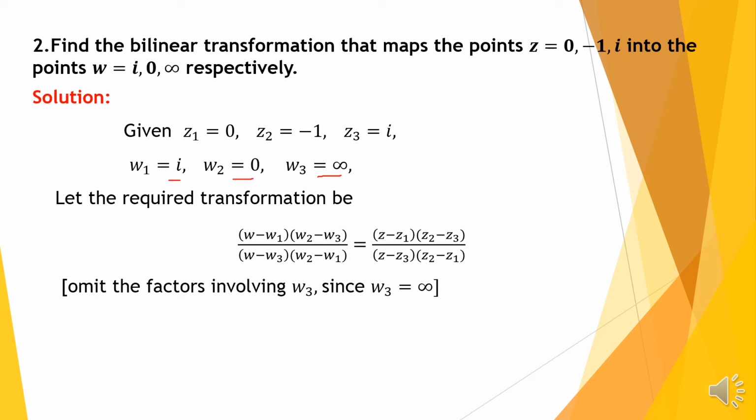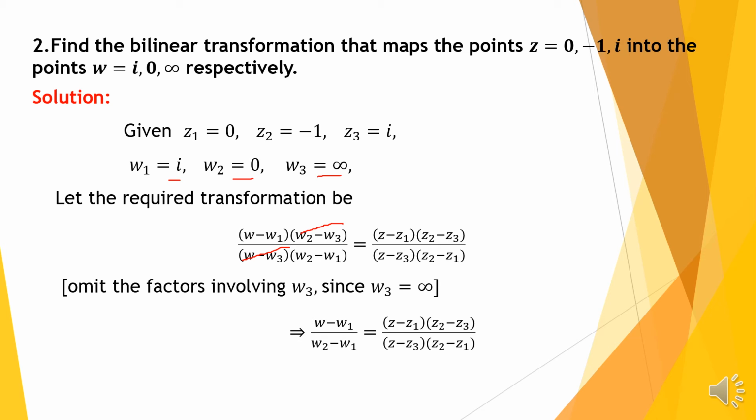So here in the w plane, the point w3 is equal to infinity. When we substitute w3 is equal to infinity in the left hand side, we will get infinity. So for avoiding this, omit the factors involving w3. So in the left hand side, we have to omit the factors w2 minus w3 in the numerator and w minus w3 in the denominator. Now we write the remaining factors in the left hand side. We get w minus w1 divided by w2 minus w1 is equal to z minus z1 into z2 minus z3 divided by z minus z3 into z2 minus z1.